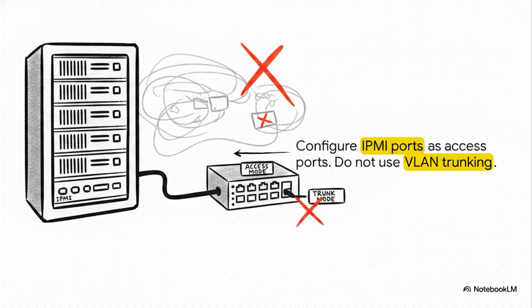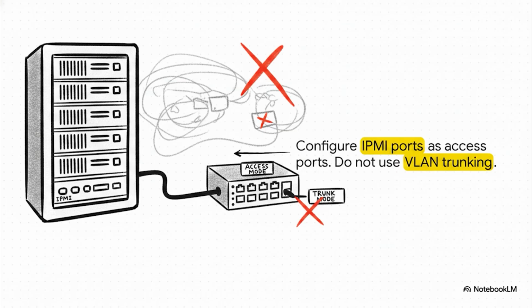Here's another major trap, and this one is all about physical networking. When you cable your IPMI port on the hypervisor to your upstream physical switch, those switch ports must be configured as access ports only. Do not, I repeat, do not use VLAN trunking on those IPMI switch ports.